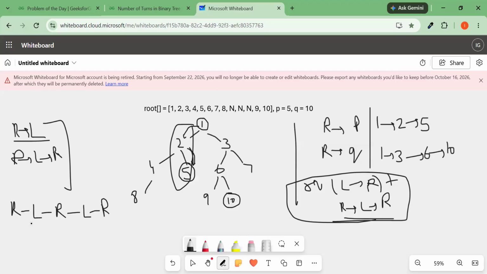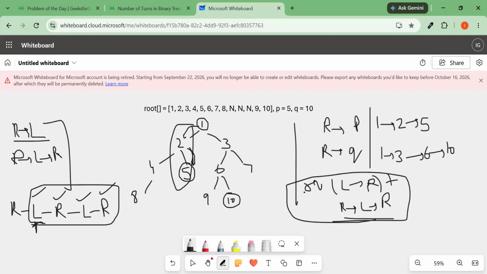Now you will understand what the number of turns is. If you are standing here at a left turn, but I'm coming from the right, then there is a turn here. If right and left are not matching, it means there is a turn. Left and right are not matching, there is a turn. Right and left are not matching, there is a turn. So there are a total of 4 turns in this. So you will find it easily.